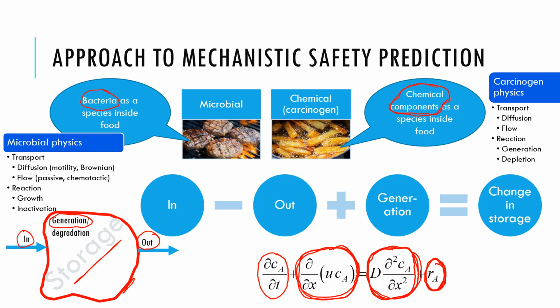So the same transport equation can help us compute in a quantitative way, in a mechanistic way, the microbial changes or carcinogen related changes. So let's call this microbial and carcinogen physics that can provide concentration of chemicals or microbes as our safety prediction framework.